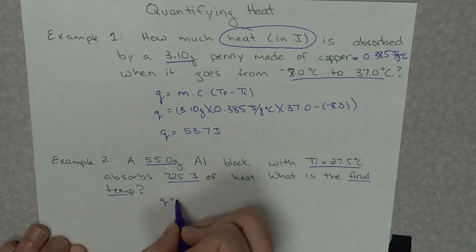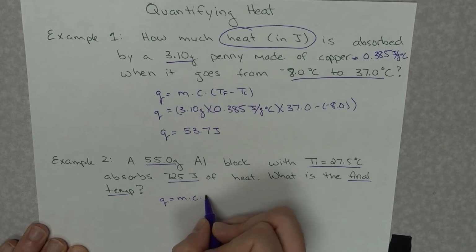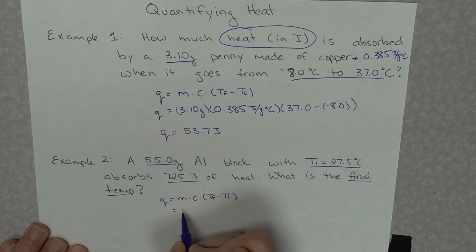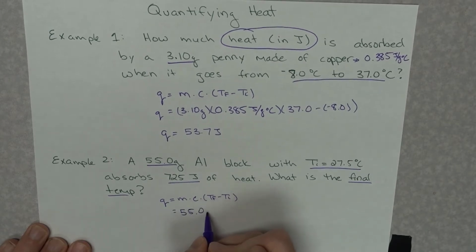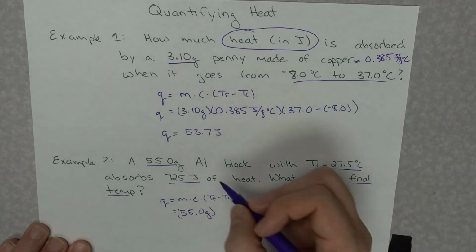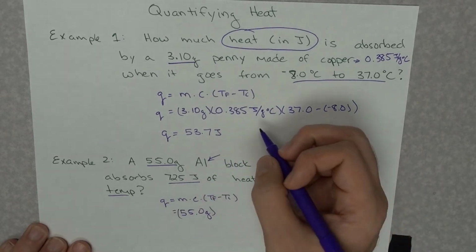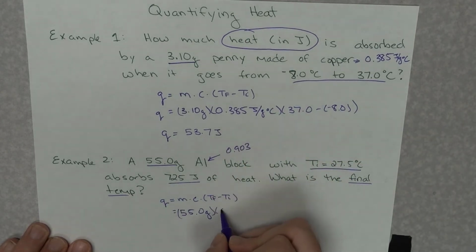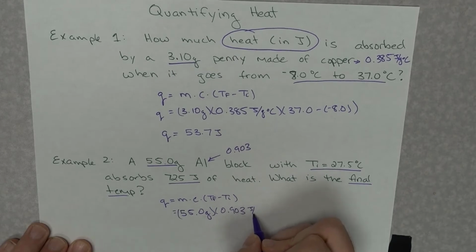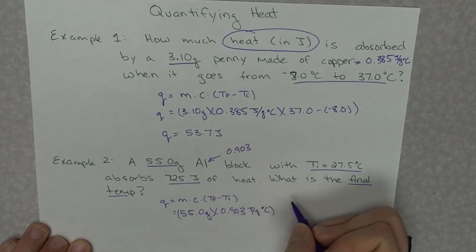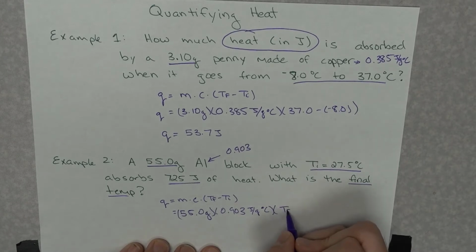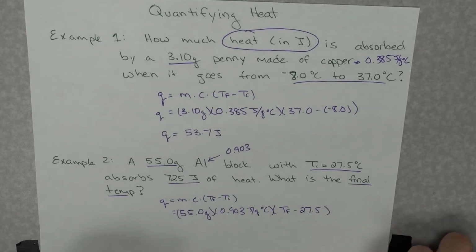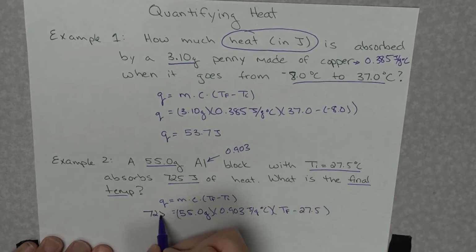Again, here's our equation. Q equals m times C times T final minus T initial. And my mass here is 55.0 grams. My C, again, it's not given in the problem. I'd look it up from a table, it is 0.903 joules per gram degree Celsius. And then I need to find my final temperature. So that's my variable, TF, minus my initial temperature of 27.5. And all of this should equal 725 joules.